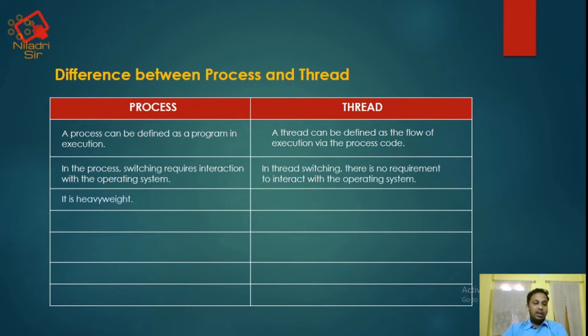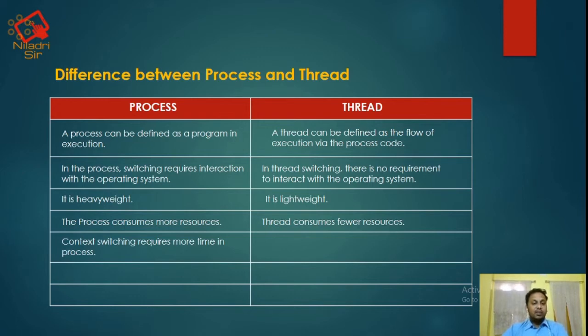Next, in point 3, a process is heavyweight, and a thread is a lightweight process. In point 4, the process consumes more resources, so a process needs more resources, but a thread consumes fewer resources.